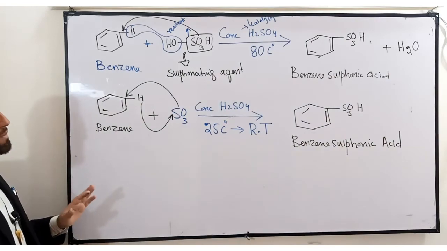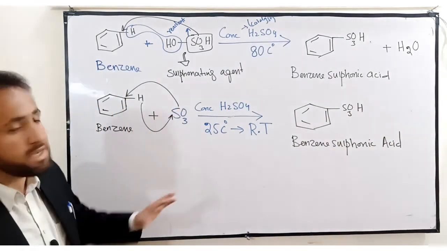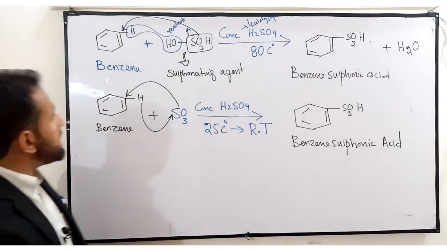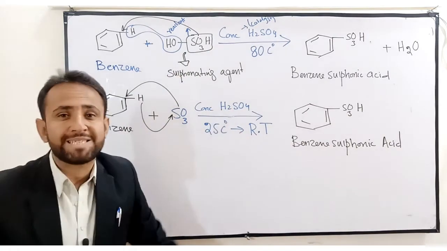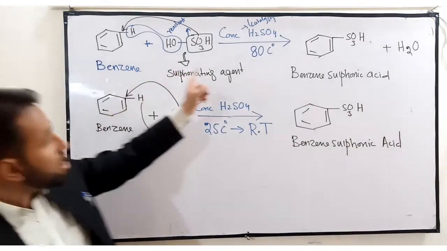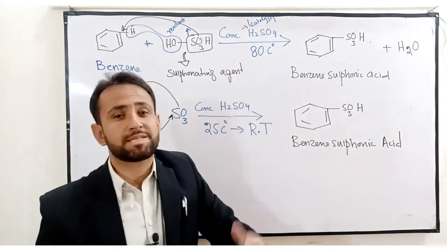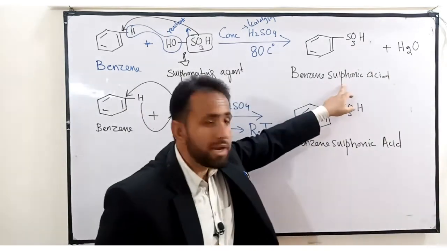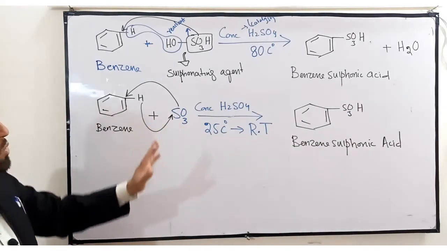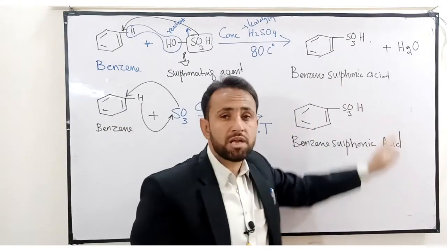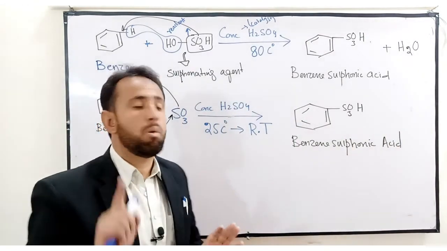You have to remember. So what we especially conclude from these two reactions is that if I use sulfuric acid as a reactant, then one molecule of water will also be formed as a side product with benzene sulfonic acid. If I use sulfur trioxide, then there will be no formation of a water molecule as a side product. You have to remember this point.